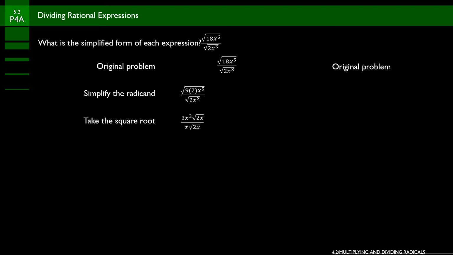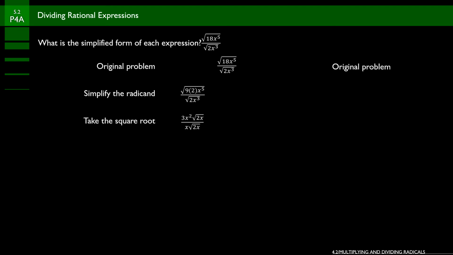Then what do you have left as a remainder? You have 1x left as a remainder, so we're going to have just an x left inside. So 3x squared, square root of 2x. Now going down to the denominator, we're going to do the same thing. We can't do anything with the 2, but we can do something with the x cubed. So what's the index? You've got an index of 2. 2 goes into 3 one time with 1 left over. So you're going to pull 1x out, keep 1x left in. So x square root of 2x.